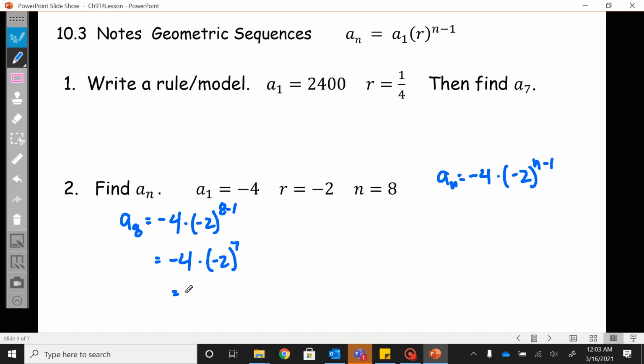Okay, so -2 to the 7th power. See what that is. So that's -128. We got -4 times -128, which is 512. Okay, so the 8th term in this sequence would be 512.